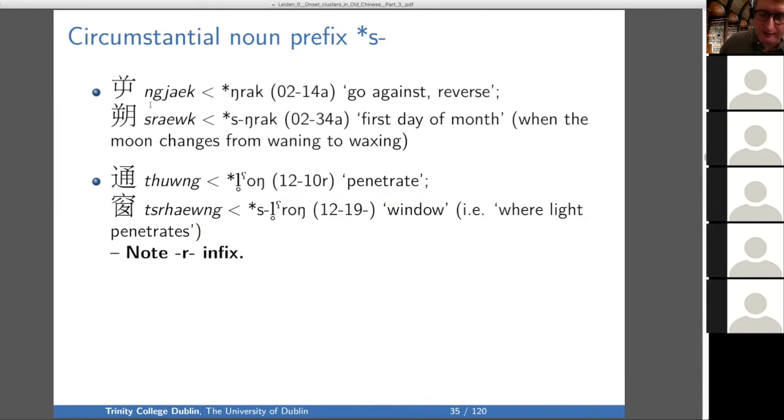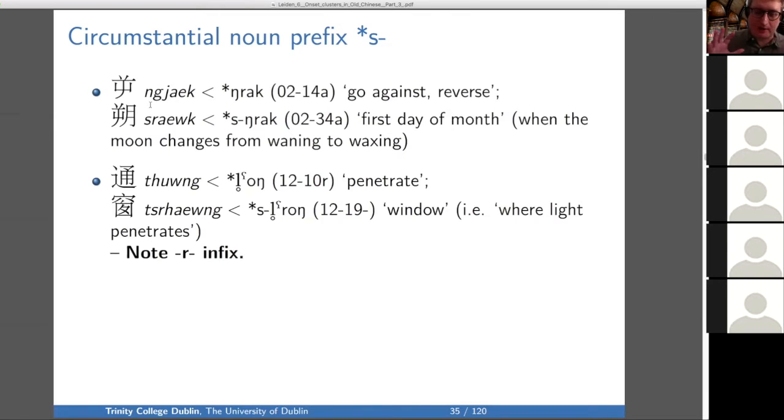So we have rak, to go against or reverse, and then snorak, the first day of the month when the moon changes from waning to waxing. So like the thing that reverses, or not the thing that reverses, even that would be the moon. The occasion where the thing reverses, yeah. And then we have hlong, to penetrate, and slurong, window, the place where light penetrates. But notice that there's this R infix that is left unaccounted for.